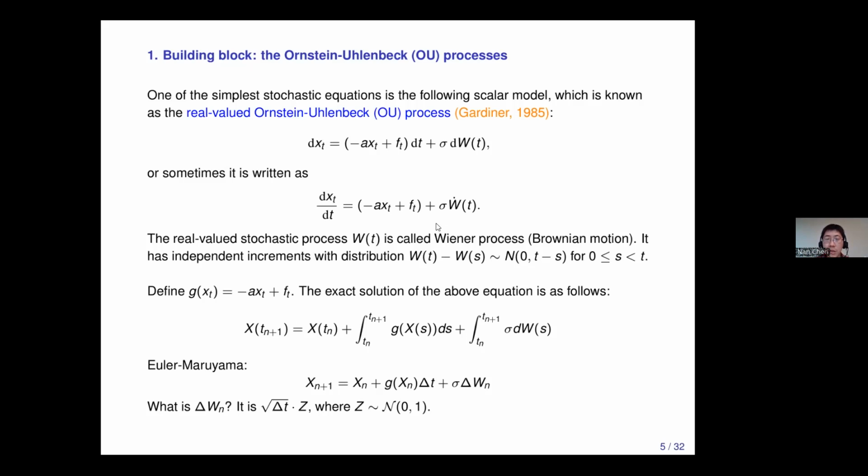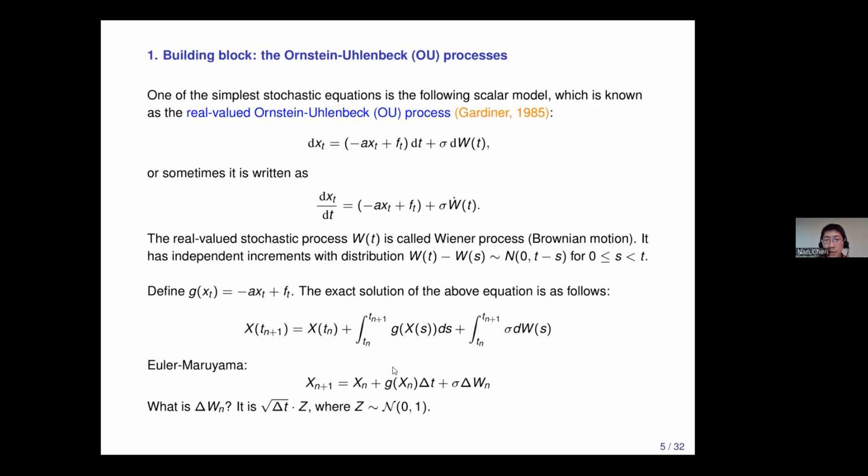So when you try to compute this stochastic equation, first you can define this G as the deterministic part, or we call that the drift term. Then the exact solution of this equation will be, if you think about the standard integration, the next time instant equals the value at the current time instant plus the integration of the deterministic part plus the time integration of the stochastic part, right? So without the last term, again, this is the standard calculus you have learned.